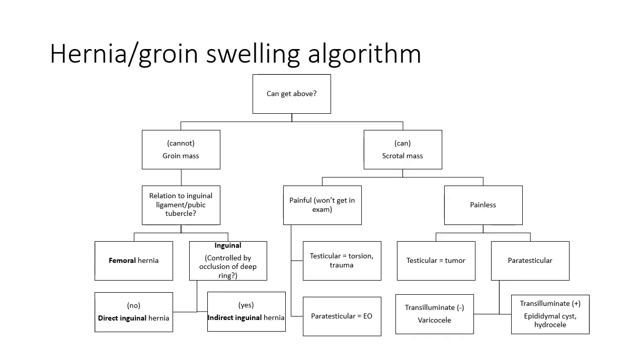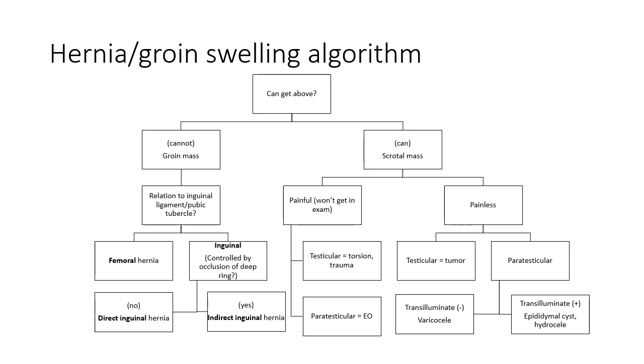So this is an algorithm that can be used to help to narrow the differential diagnosis systematically. Do take note that this is not exactly the order in which the examination is performed. It is still inspection followed by palpation, then attempted reduction, and then demonstrating the protrusion or the lack thereof with occlusion of the deep ring.